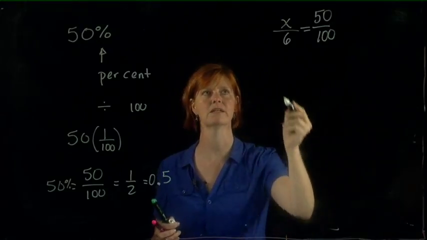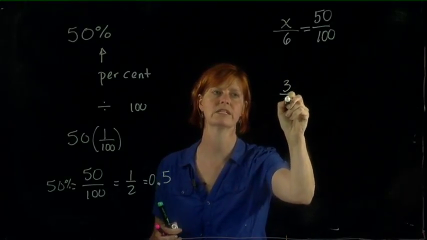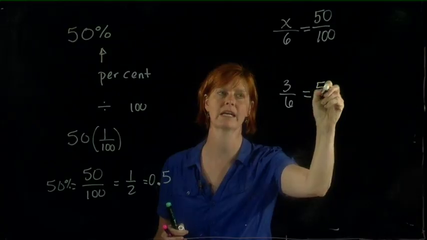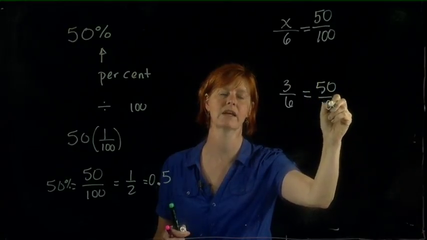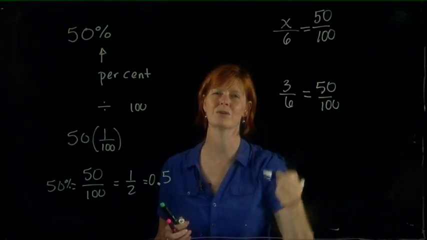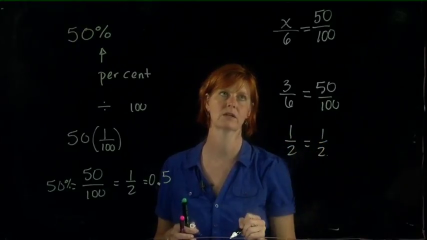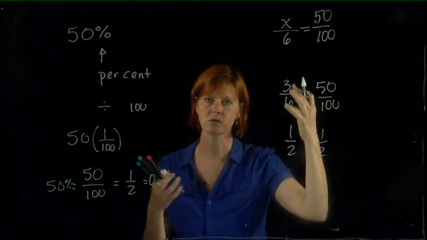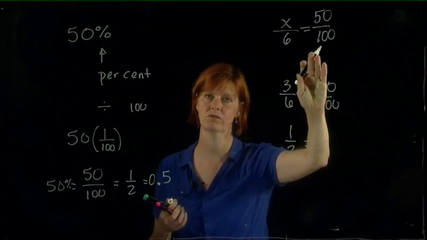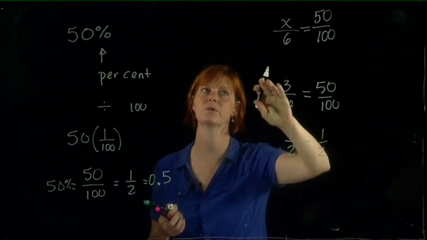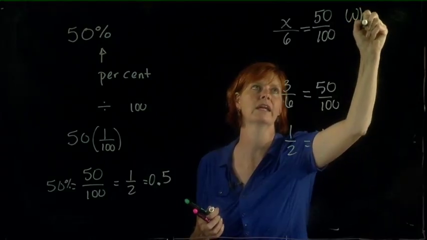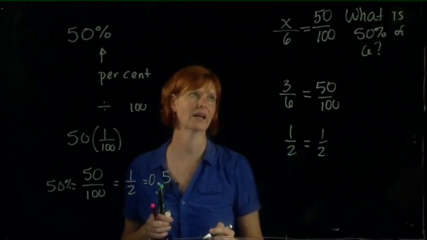Well, you know that, because if I did 3 over 6, you can just do this by guess and check. That's the same thing as 50 over 100, because each of those is half, right? So it simplifies, and we have a true statement. So the question that would be asked for this is, what is 50% of 6? I'll write that here. Okay.